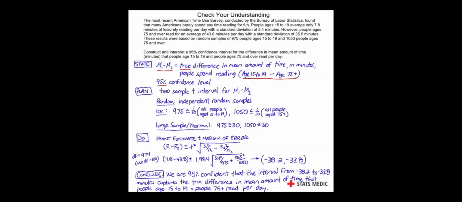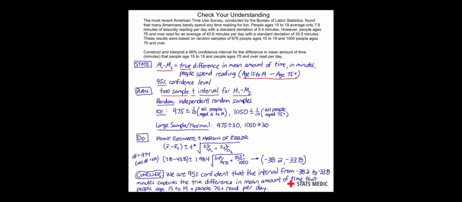For the plan, we have to start by naming the procedure here. This is definitely two-sample. It is going to be t rather than z because we're dealing with means. It's definitely an interval rather than a test. And the parameter, again, here is mu1 minus mu2.